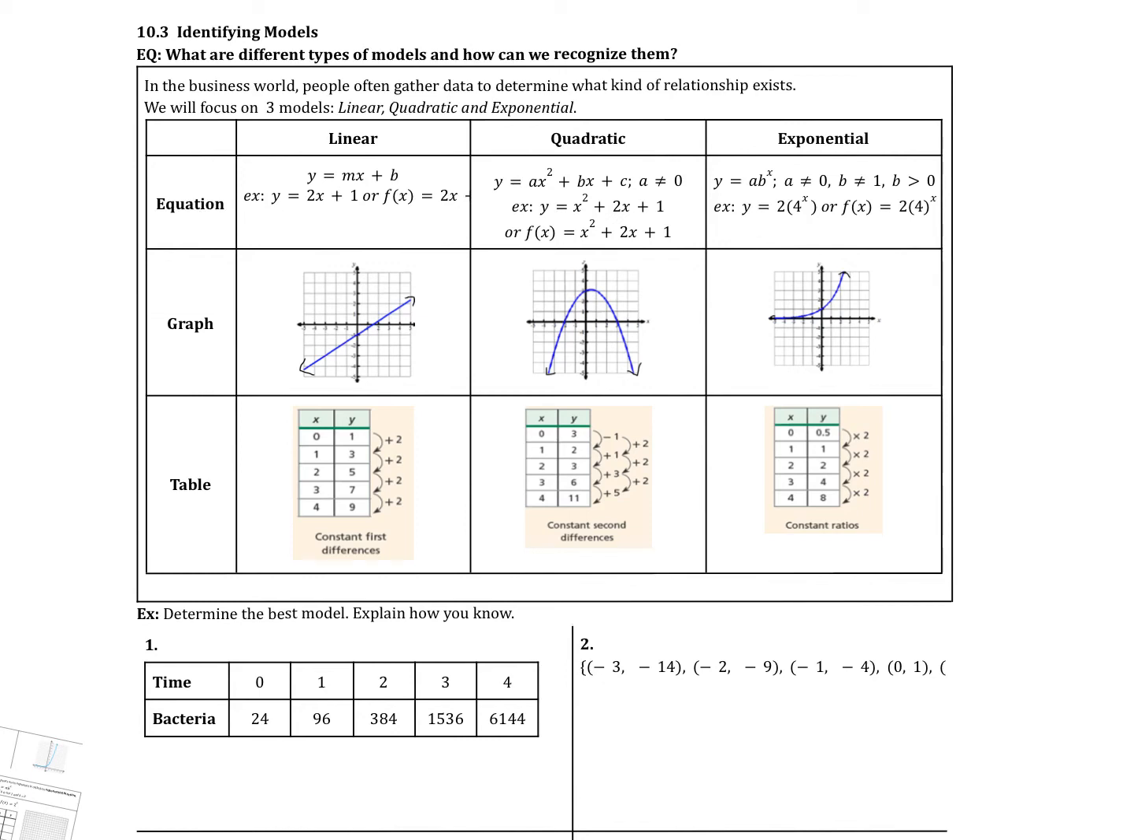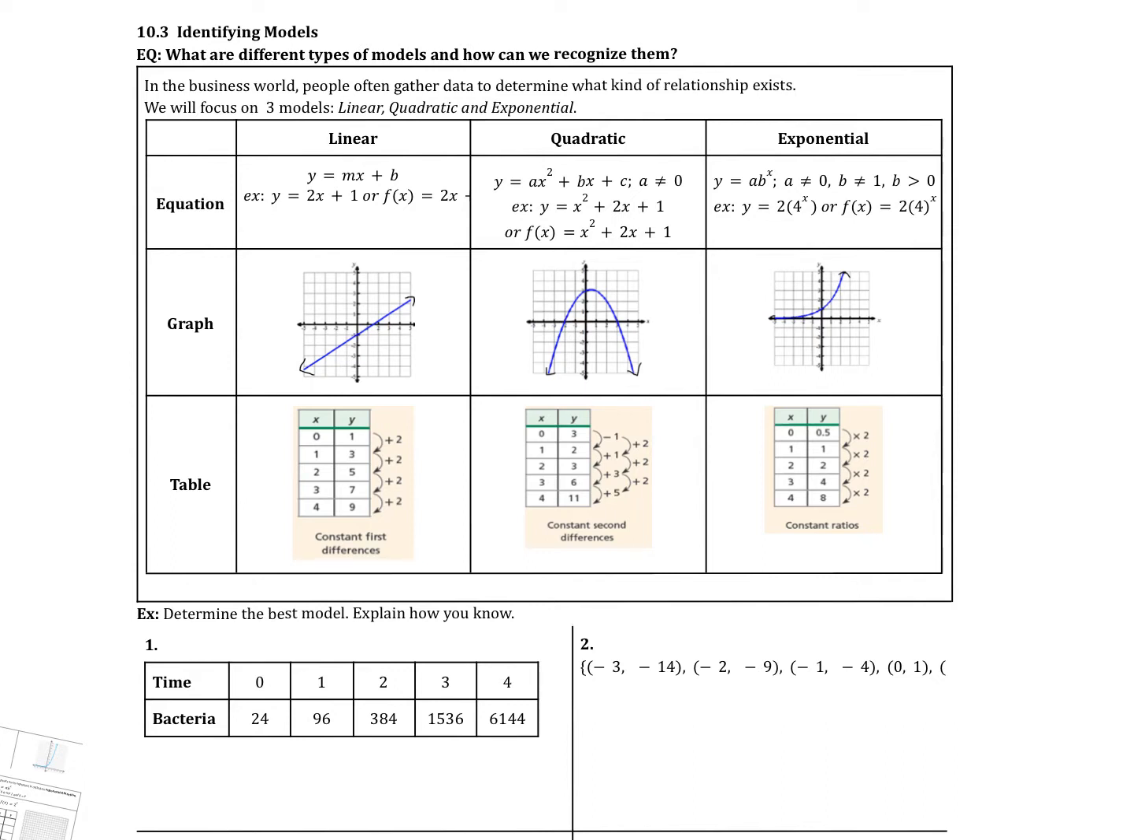10.3 is about identifying different types of models and how we can recognize those. And we're going to focus on 3 main types of models: linear models, quadratic models, and exponential models. And we're going to talk about how do we identify these from a table, from a set of ordered pairs, or from a graph.